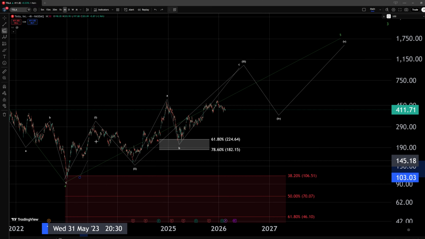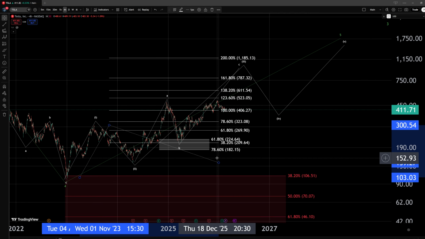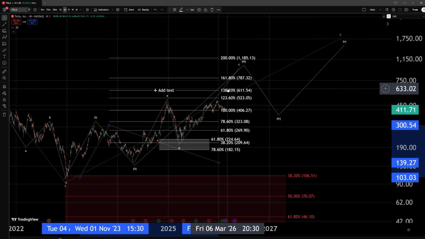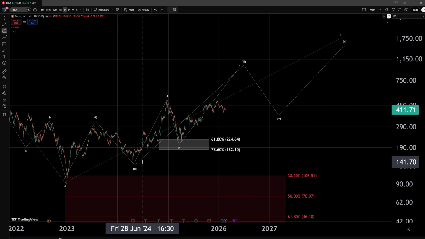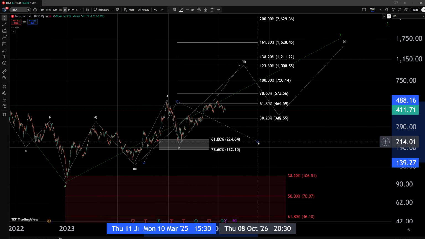And for the ideal target for this wave 3, we are looking at the 138.2% extension of the wave 1, that is around the $610 level area. Now, that is the ideal target for the wave 3. We strongly expect to get there, and based on the internal structure, I don't really see an issue for it to achieve such levels. In fact, the ideal target for the wave C, based on the internal structure within this wave 3, is the 100% extension of the wave A, which is around the $750 level.